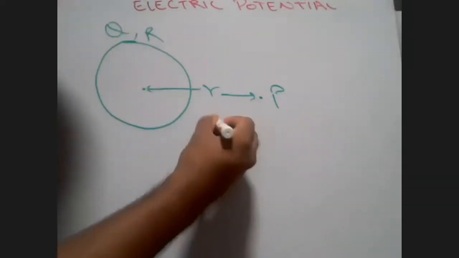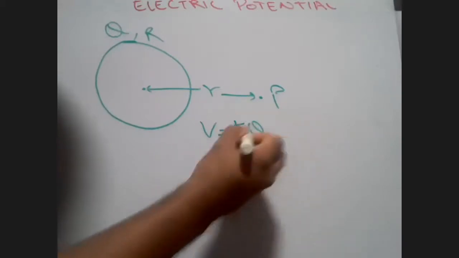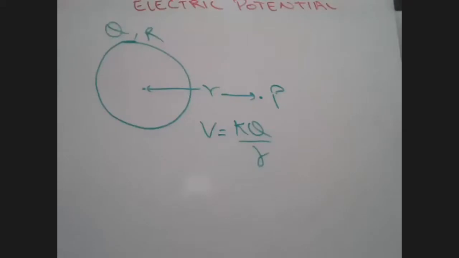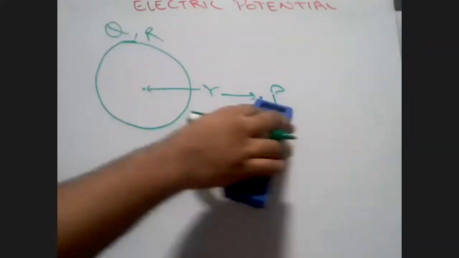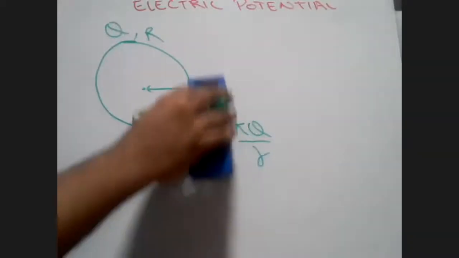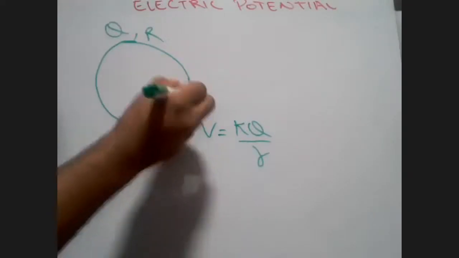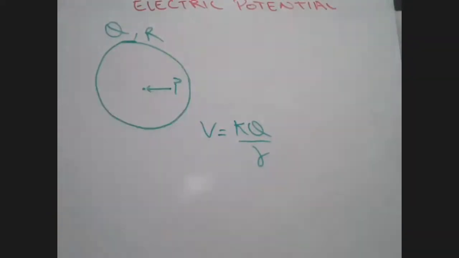Potential V is equal to kQ upon small r, where r is the distance between the center of the sphere and the point outside the sphere. Now I want to find out the potential at this point P, but not at a certain radius r. I want to find out the potential at this point inside the sphere, and this is a solid sphere. So anyone's answers? No answers? Okay, we'll try it out, no problem.